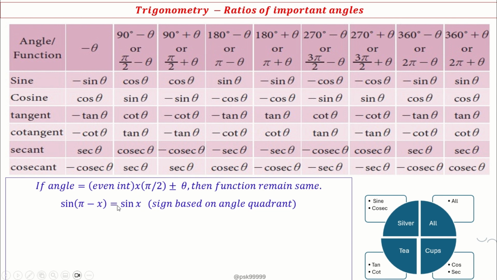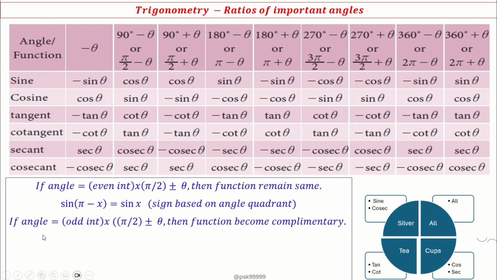The sign is based on the quadrant. Pi minus x is in the second quadrant. Pi minus x is here, right? It belongs to here. Here sine is positive. So it is plus sin x. Okay. So if you see here, sine of pi minus theta is sin theta.